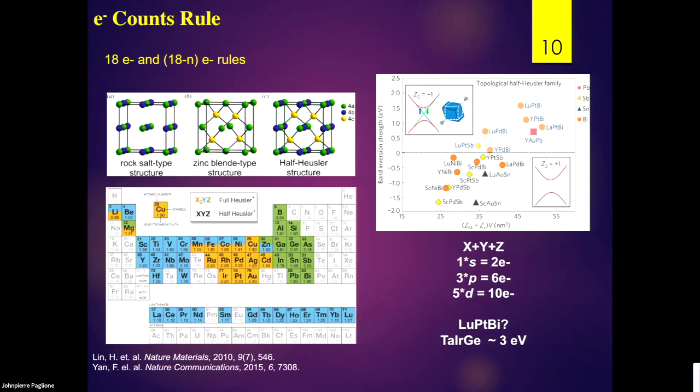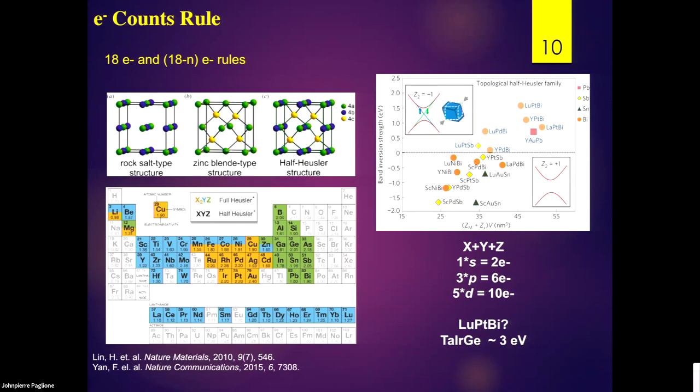And if you want to make a half-Heusler compound a semi-metal or semiconductor, it's very easy. I tell my students: you pick one from the right, one from the left, and one in the middle, and then count the total valence electrons. If it's 18, you definitely can make it.